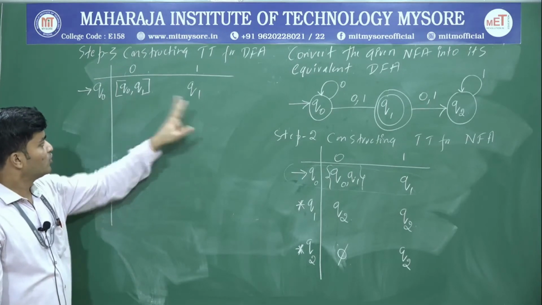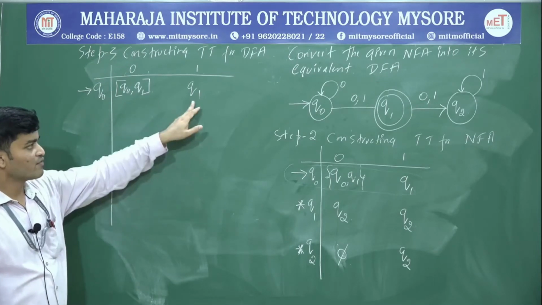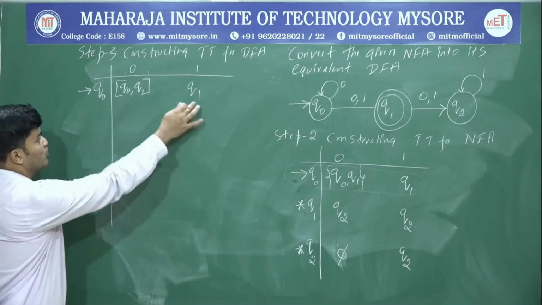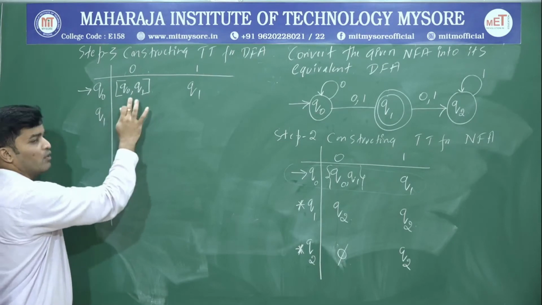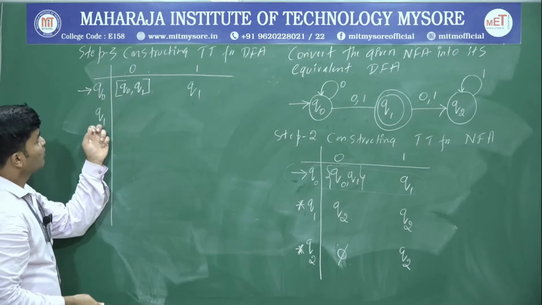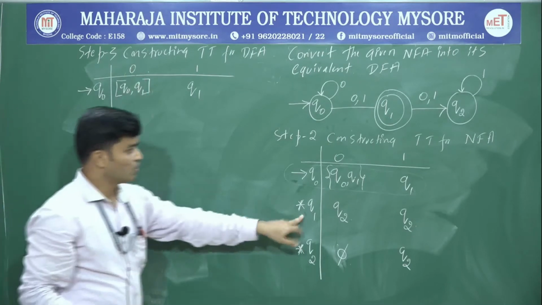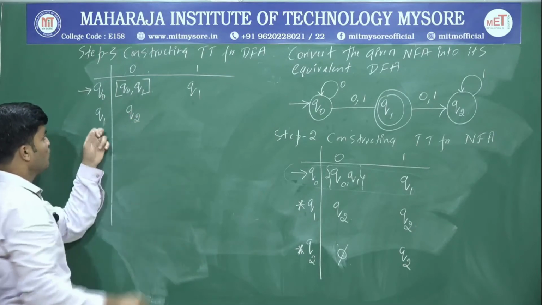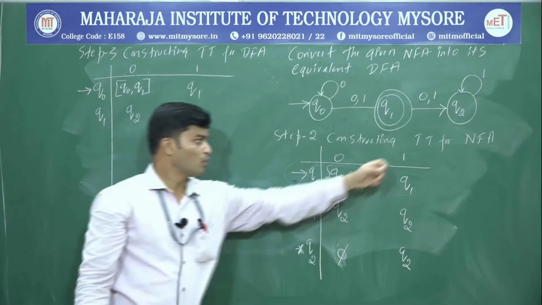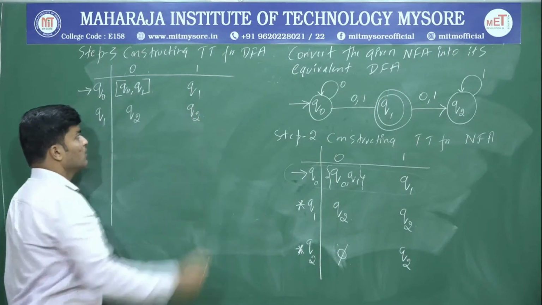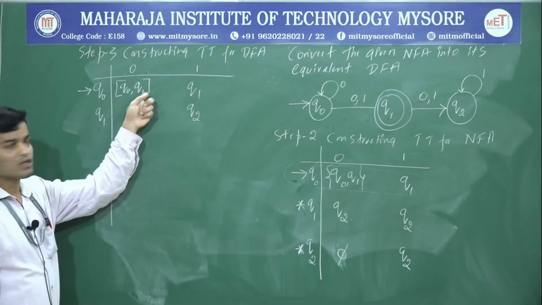Now observe, here I got 2 different states, so now write a transition for these 2 different states. The first one, I'll go with Q1. You can take either one, that is up to you. What is Q1 upon 0? Q1 upon 0 is Q2. Q1 upon 1 is again Q2. Now you can go with this one, Q0 Q1.